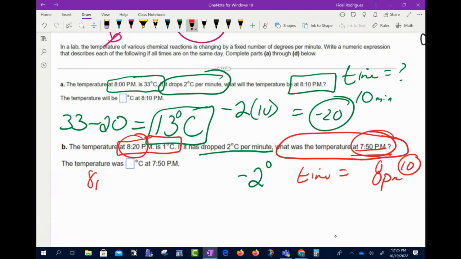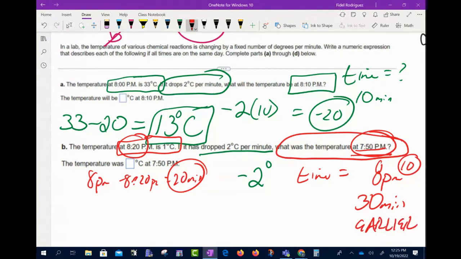And then from 8 p.m. to 8:20, that's another 20 minutes. So we have a total of 30 minutes. But because it's earlier, I'm going to use a -2 and a -30 because I'm actually going backwards, right? So look, -2 times -30, y'all, that gives me a +60, okay?